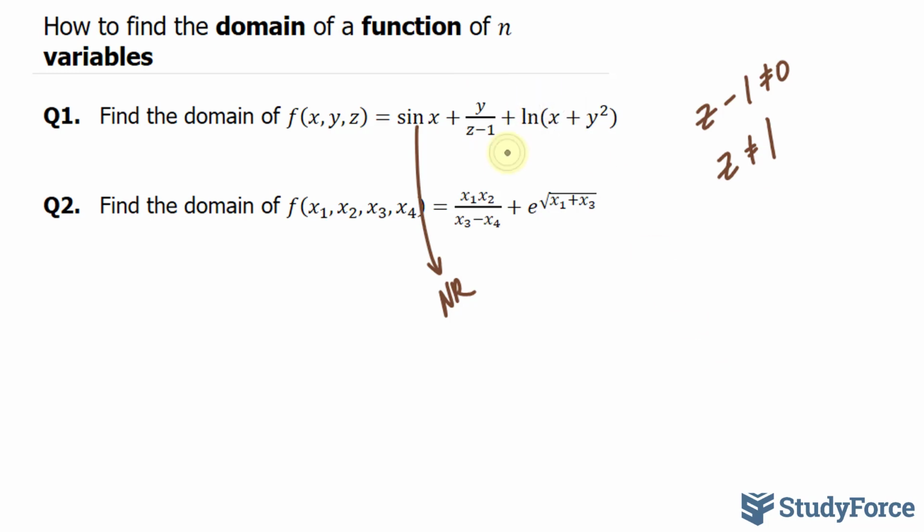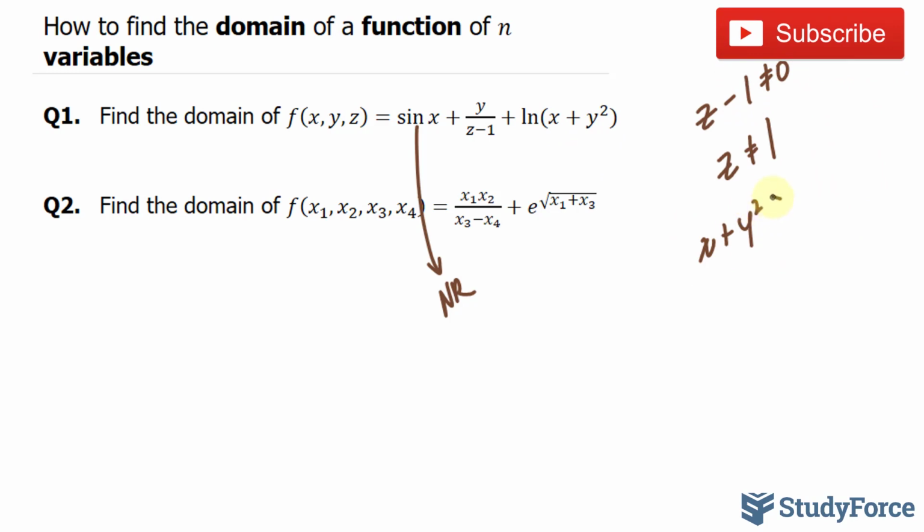And finally, for our last term, we have ln x plus y to the power of 2. The only restriction for ln is that this part needs to be greater than 0. So we'll set x plus y to the power of 2 must be greater than 0. You don't need to solve for x or y here. You can just leave it like that.